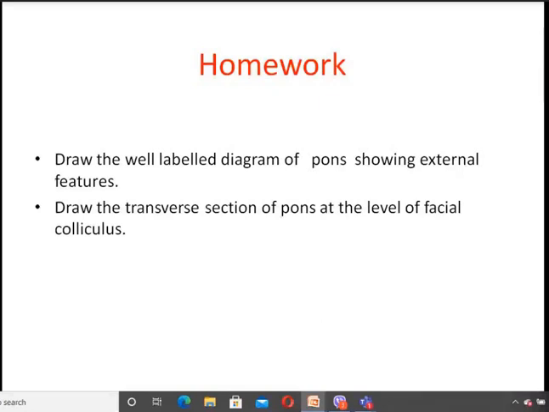Anybody? So that is the homework for today's class. Draw a well-labeled diagram of the pons. Yesterday was the medulla oblongata, today is the pons, showing the external features, and draw the transverse section of the pons at the level of the facial colliculus with labeling. That is important for your exam purpose. And the clinical aspect, the lateral medullary syndrome, medial medullary syndrome, and the importance of the cerebellopontine angle are also important for the exam.